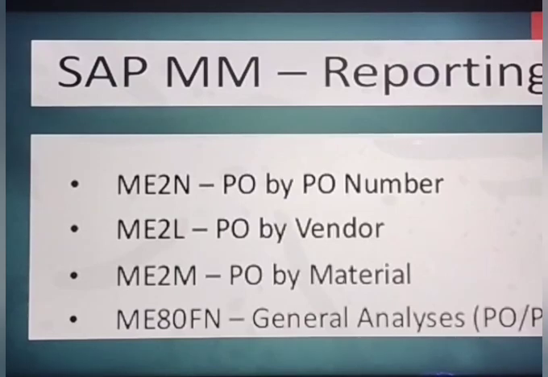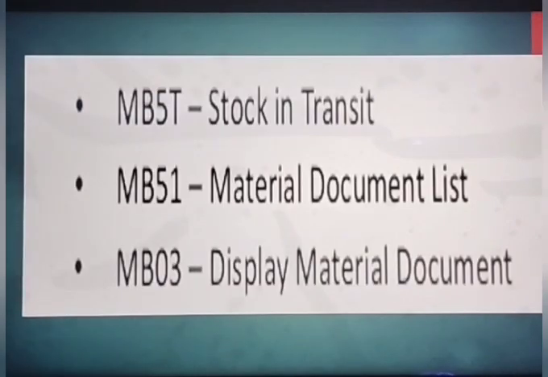ME2M. Finally, if you want to see the general analysis with respect to purchase orders and purchase requisitions, it is ME80FN. Again, the goods in transit is MB5T, the material document list is MB51, and to display the material document is MB03. These are being used majorly in SAP ECC version 6.0.